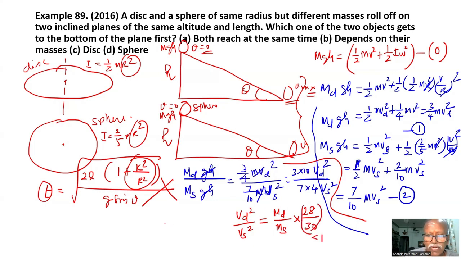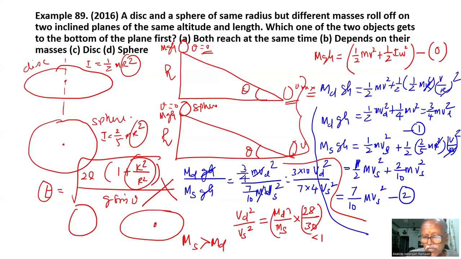Here, we know that the radius is the same; one is a disk, another one is a sphere. Radius same. Whose mass will be higher? Definitely, the sphere mass will be higher. This is also less than 1.